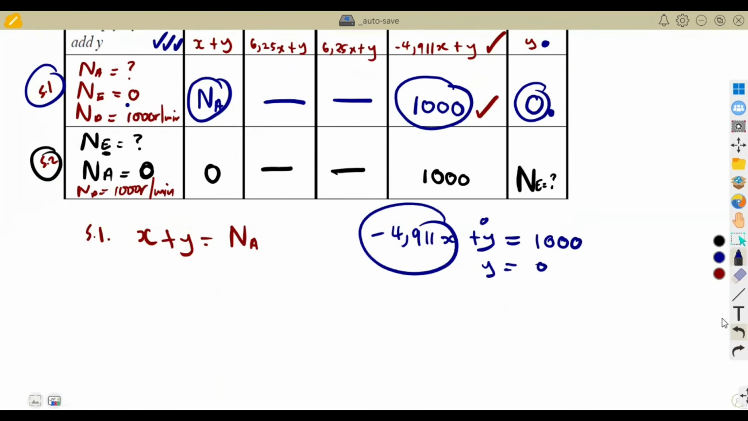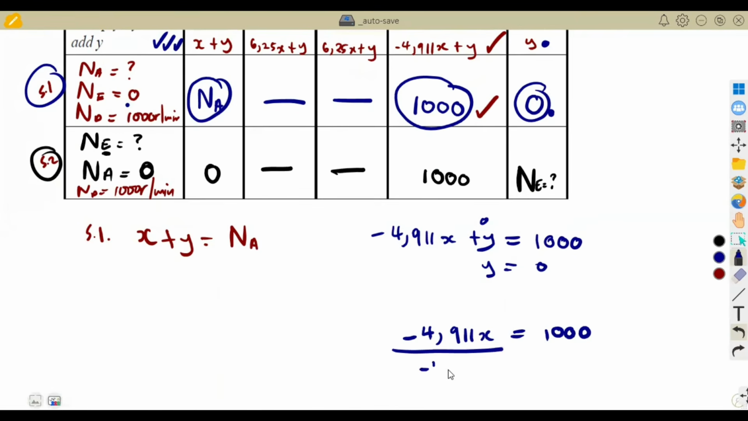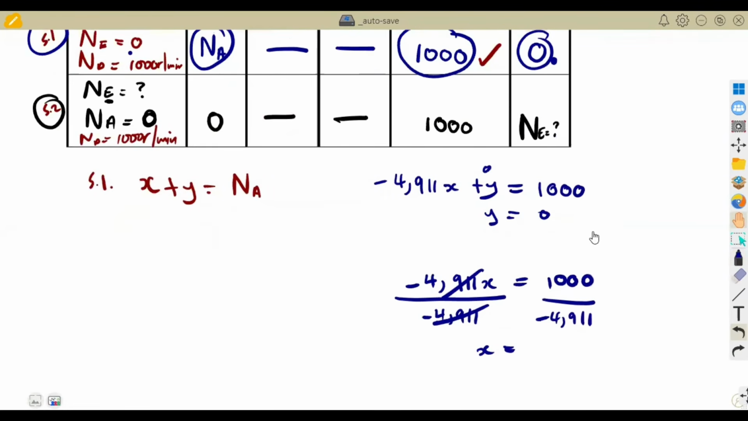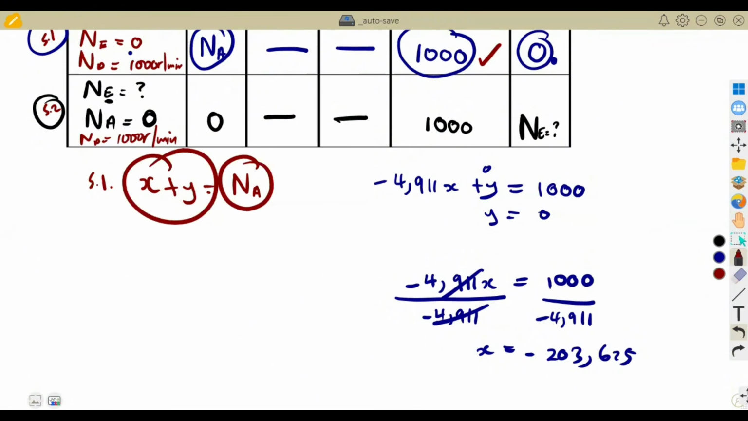So you can calculate x. It's simply going to have minus 4,911x is equal to 1,000. These are now equations. Divide by negative 4,911 on both sides, like this. You are obtaining the value of x. That was going to give us the value of x, which is negative 203.625. But like I said before, the speed at A is x plus y. So therefore, the speed of A is x.